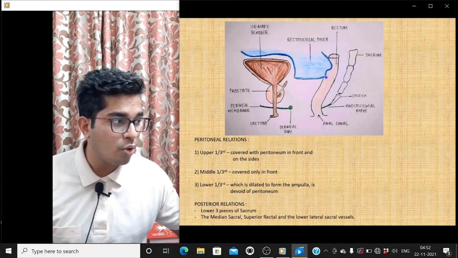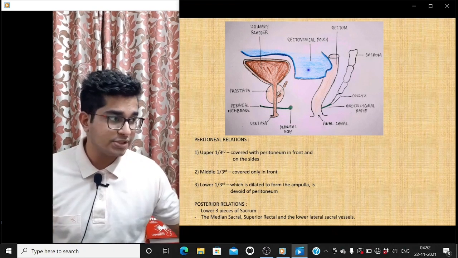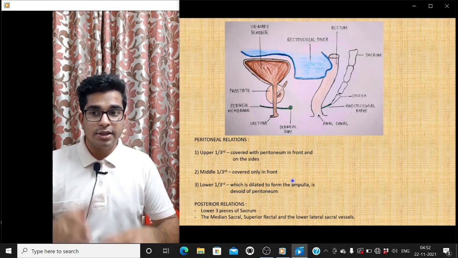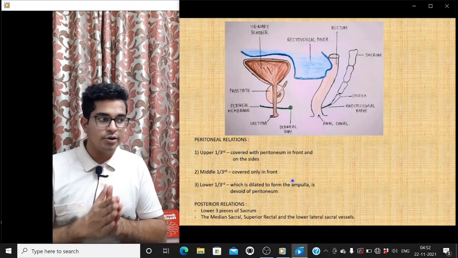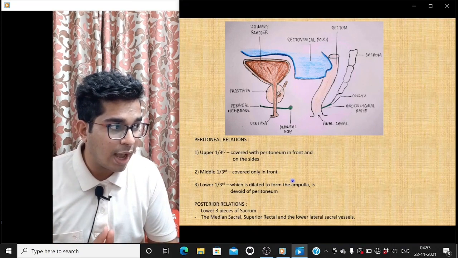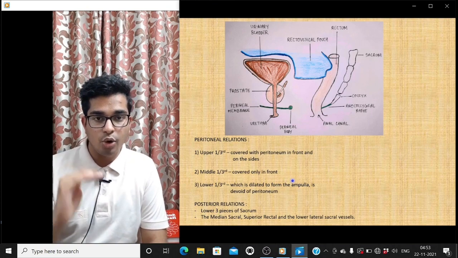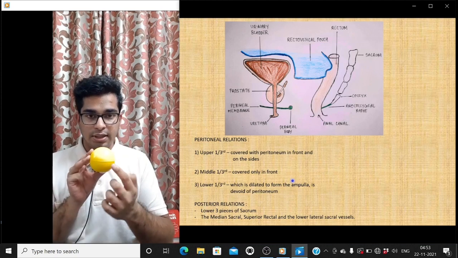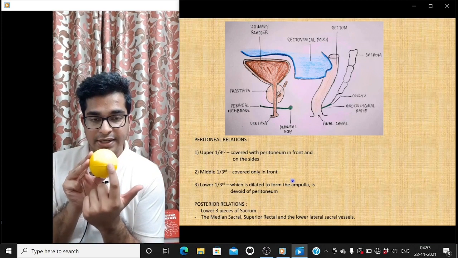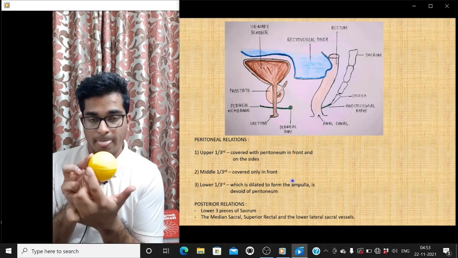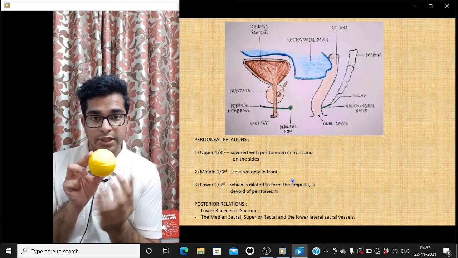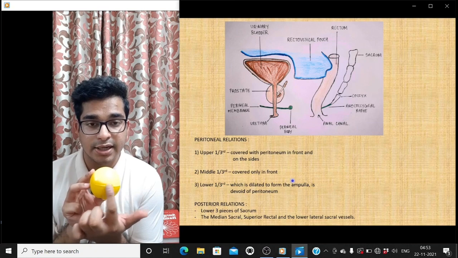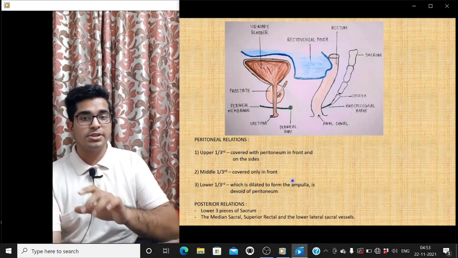So this is the rectovesical pouch. It is the most dependent pouch in a standing position. And what happens with the rectum is that the rectum is basically divided into three parts. We divide into three parts for easy learning: the upper 1/3, the middle 1/3, and the lower 1/3. The upper 1/3 has a peritoneum lining over the anterior aspect and the lateral aspect too. While as we come lower, in the middle 1/3 of rectum, we have the peritoneal lining only over the anterior aspect, and below that the lower 1/3 of rectum is devoid of any peritoneum.